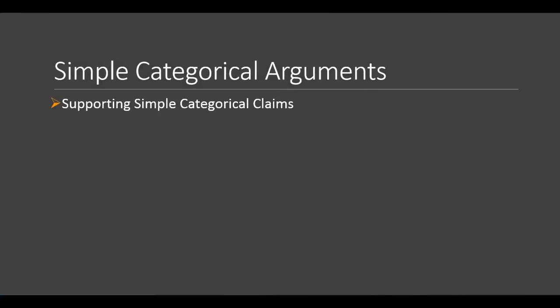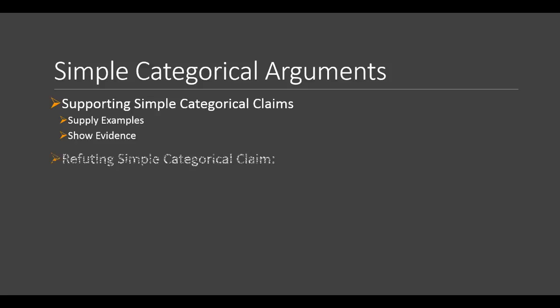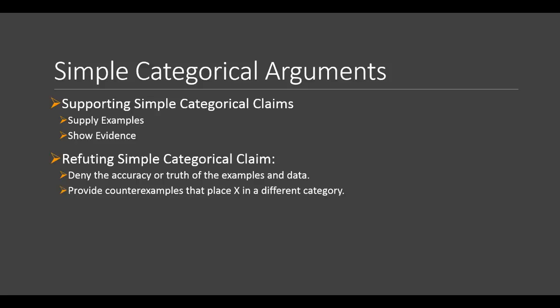The basic strategy of supporting a simple categorical claim is to give examples or to add evidence showing how X belongs in category Y. If you wish to challenge or question someone else's simple categorical claim, you have 3 options. Deny the accuracy or truth of the examples and data. Provide counterexamples that place X in a different category. Raise definitional questions about the Y term.